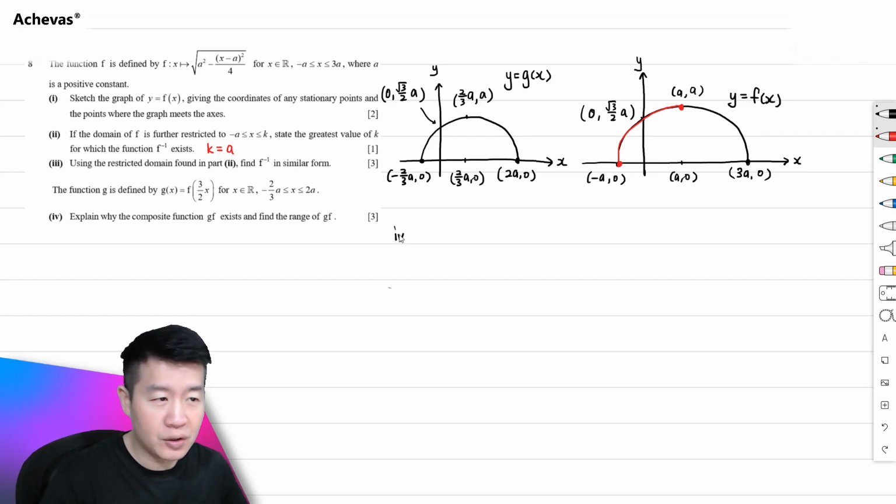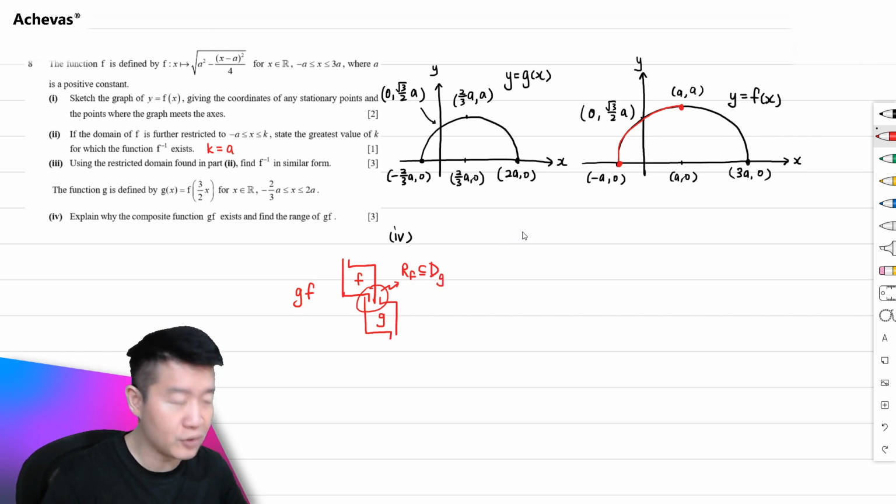So for part 4, we are supposed to explain why the composite function gf exists. According to how I have discussed in the last few weeks and how I did it on the Achevas TV theory outline, we will try to have a schematic that represents the composite function gf, which means that x first goes into f, then after that it goes into g. In order for the composite function to exist, we just need to make sure that everything that comes out from f, the range of f, is entirely received by g. So it must be a subset of the domain of g.